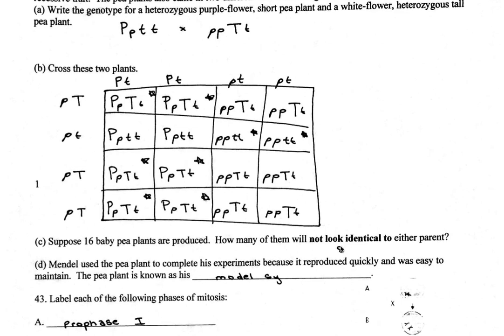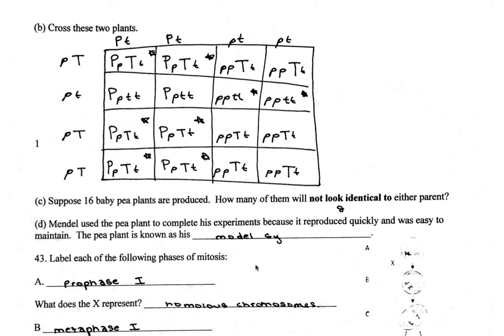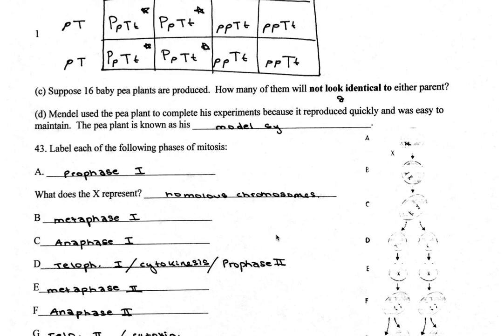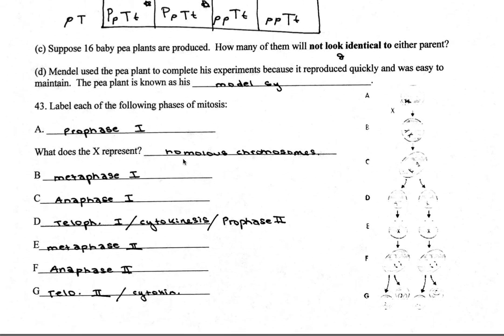How many of them do not look identical to the parent? Meaning, how many of them are not purple and short or white and tall? And so you can count that out. Okay. Mendel used the pea plant. This was his model system, guys. Remember, mice, guinea pigs, anything like that are easy to take care of, but that show the traits that you want. Alright, for this, all of this should be really easy, I'm hoping.